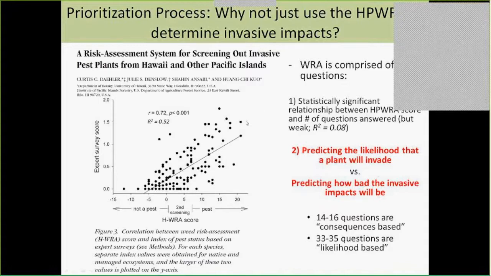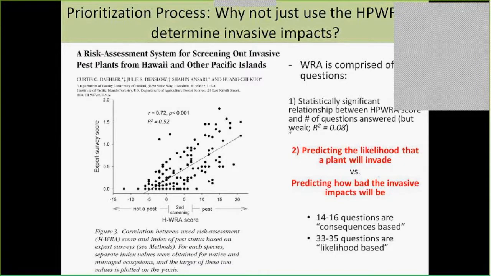So why not use a Hawaii Pacific Weed Risk Assessment to prioritize plants? There are two reasons. The WRA is composed of 49 questions. The first is there is a statistically significant relationship between the risk score and the number of questions answered, which might not actually indicate that it is worse. It just might mean that there's more data out there. But that's actually a really weak relationship, so that one doesn't really bother me too much.